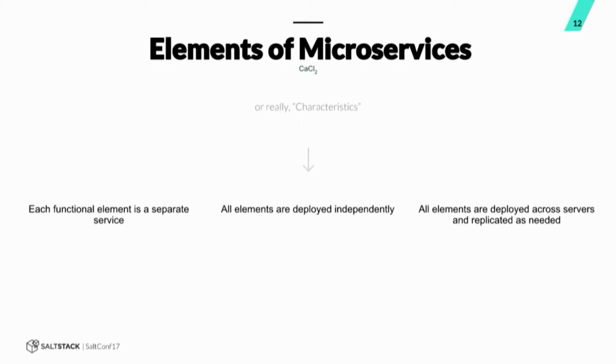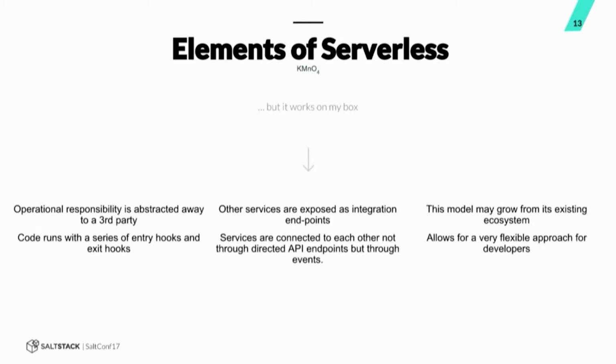So the elements of a microservice, or really characteristics, if you will: each functional element is a separate service. All elements are deployed independently, and all elements are deployed across servers, replicated as needed. Whatever you need to do to be able to manage the load of the thing that you're doing is what it typically looks like.